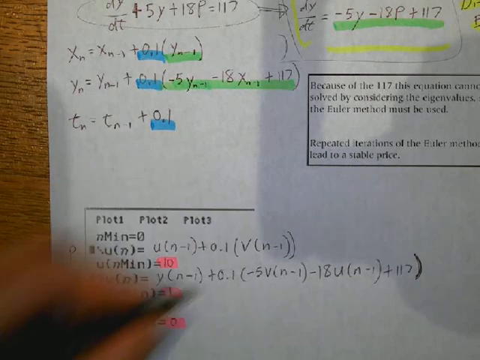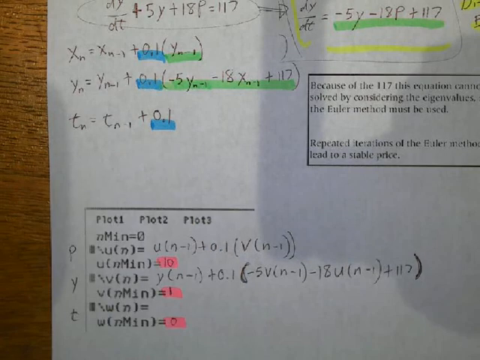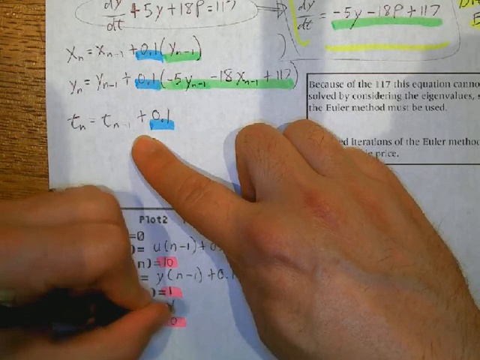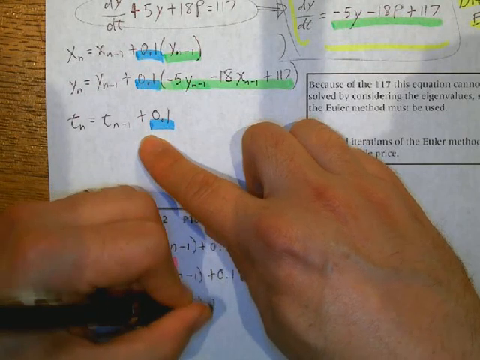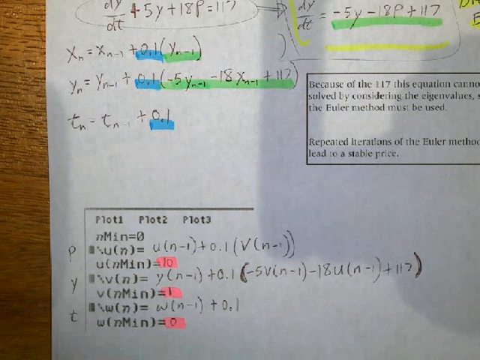And it looks right. And then lastly, omega(n-1) + 0.1. All right, so let's type this into the calculator.